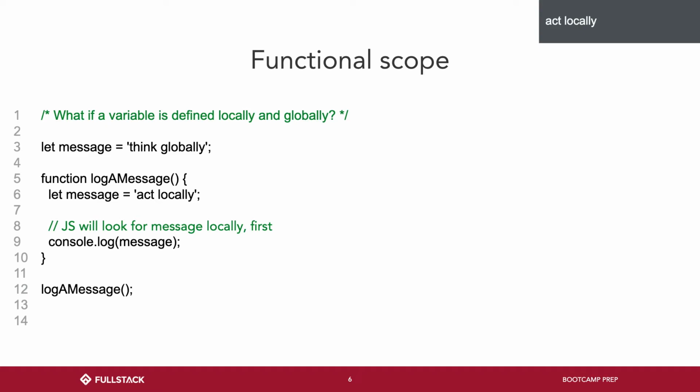So what if a variable is defined locally and globally? Let message equal think globally, function log a message. Then we have another thing, let message equal act locally. You can do this as far down as you want. You can define the same variable over and over again. However, when you log a message, you are only ever going to get the one in your current scope.